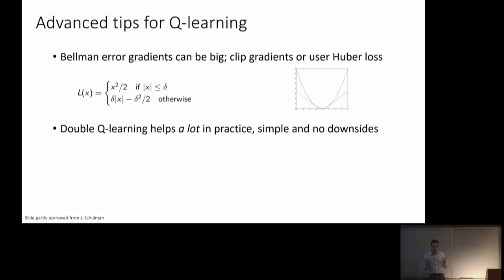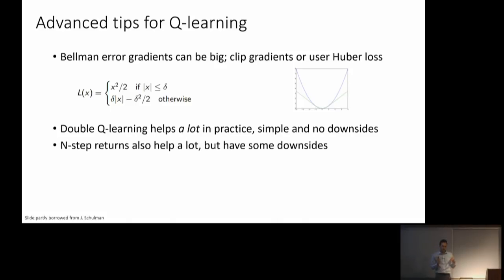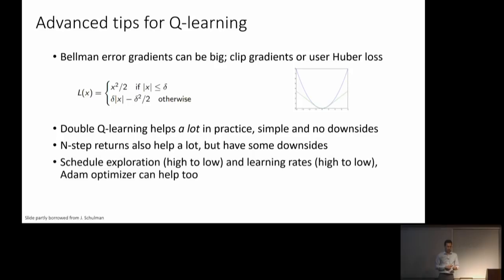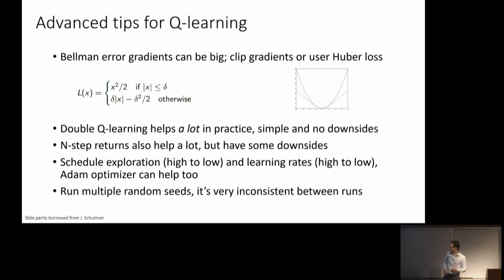Double Q learning helps a lot in practice, and it's simple and has basically no downsides, so you should just use it. N-step returns can also help a lot, but they do have some downsides because for off-policy learning, they're technically incorrect. And then, yeah, the exploration I already mentioned and the adaptive optimization. Also, Q-learning tends to do very different things between different random seeds, so do test multiple random seeds if you want statistically significant results.